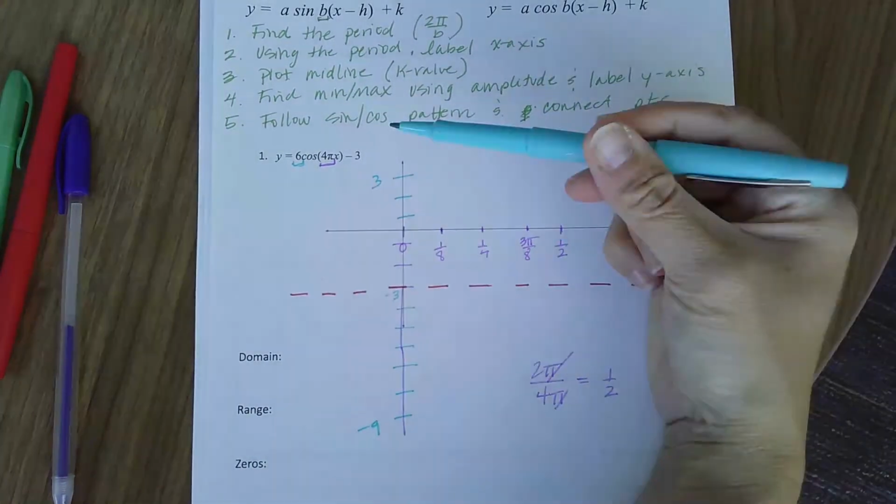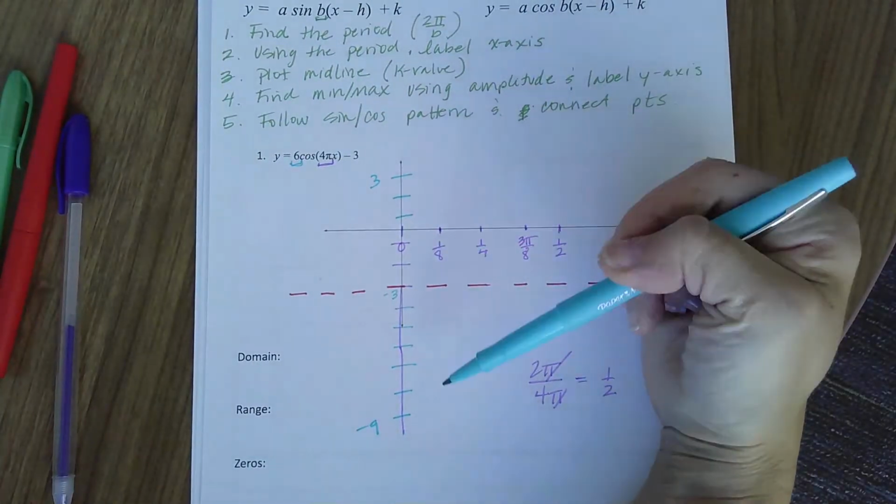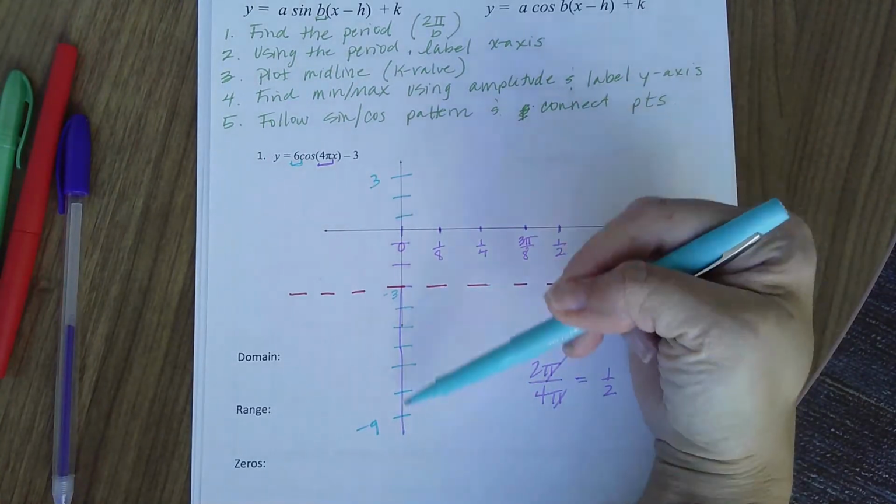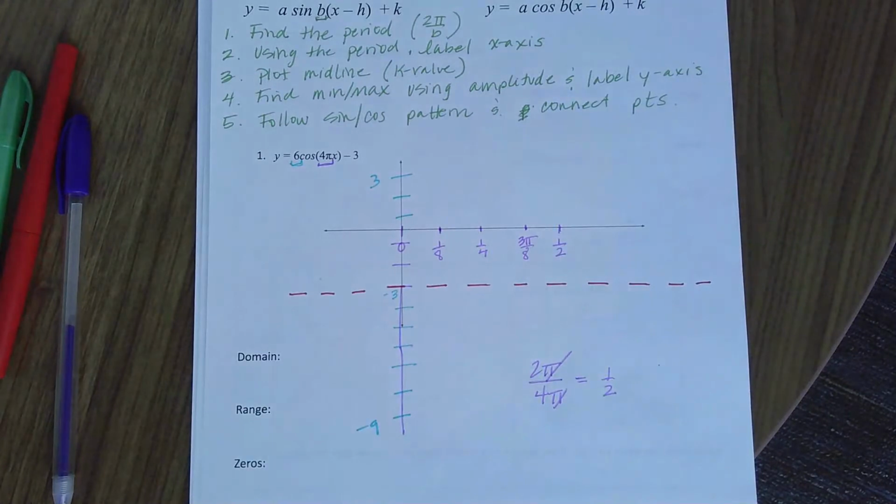So my max is going to be up here at y equals 3, and my min is going to be down here at y equals -9. So that's how I label my axes. Now I've labeled my y-axis, I've found my min and max, and now I'm good to go.